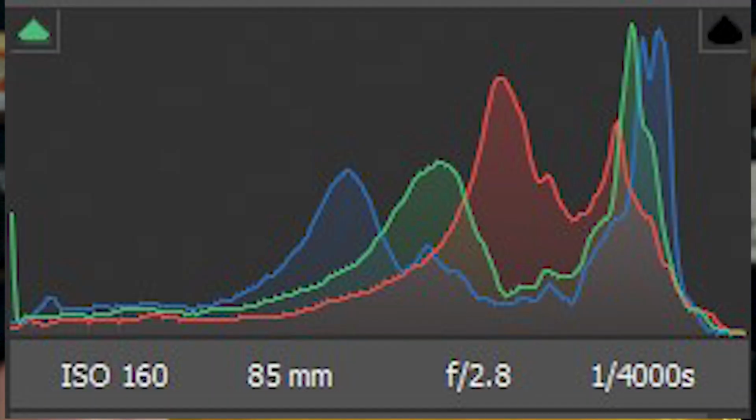Okay, so the next thing we're going to talk about is shutter speed. Shutter speed is having the shutter open and close at a certain speed.